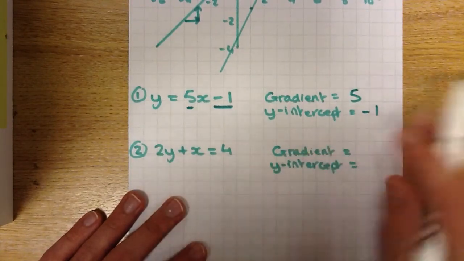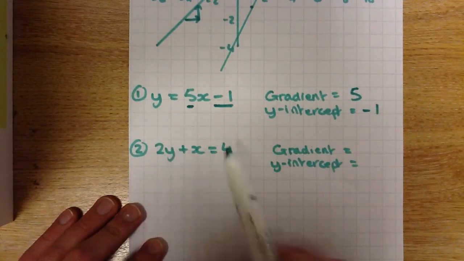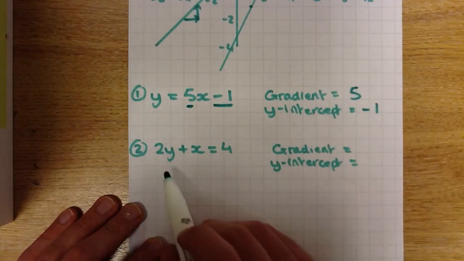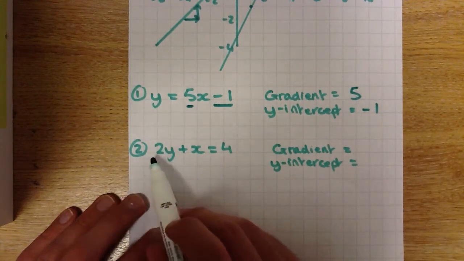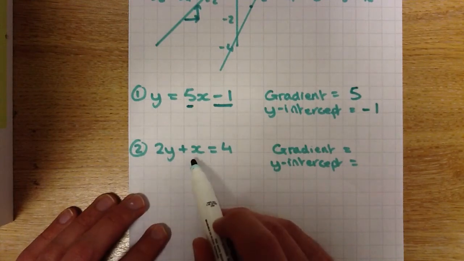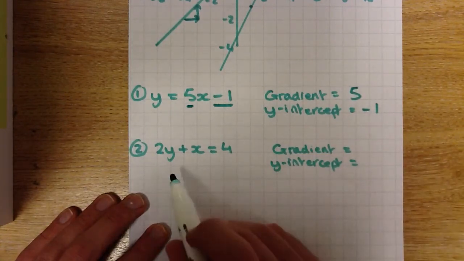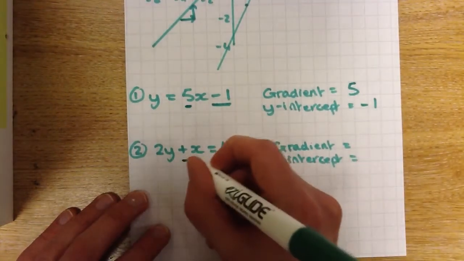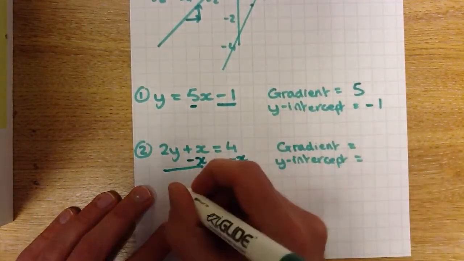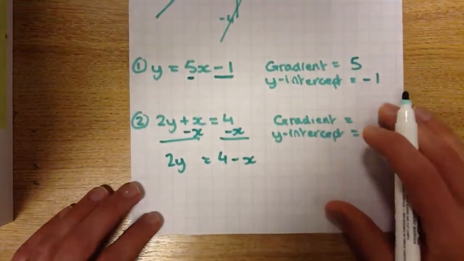In this second example, this is a little bit more challenging because I don't have it in the form y equals something. So I need to change that. If you think about what I've done to y, it's being doubled, so 2 times y, then adding x, and I get 4. So I need to rearrange that, undo that, to get y by itself. So I'm going to take x off both sides of the equation there. So then I get 2y equals 4 minus x.